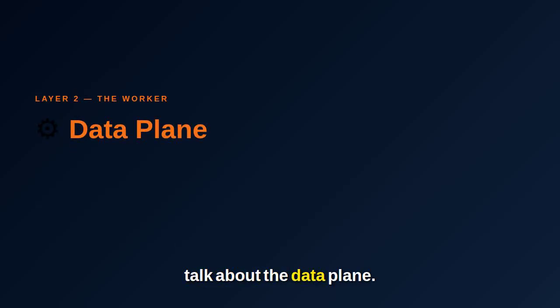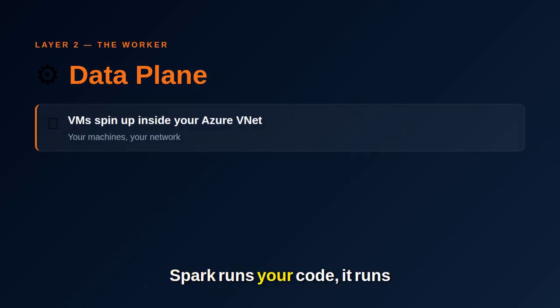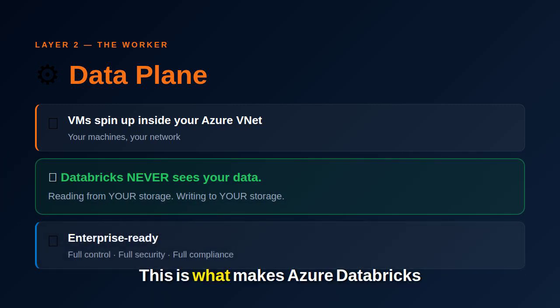Now let us talk about the data plane. If the control plane is the brain, then the data plane is the worker. This is where the actual processing happens. And unlike the control plane, the data plane lives inside your Azure subscription, inside your environment. When your cluster starts, the virtual machines spin up inside your own Azure Virtual Network. When Spark runs your code, it runs on your machines, reading from your storage, writing to your storage. Databricks never sees your data. This is what makes Azure Databricks enterprise ready. Your data never leaves your boundary. You get full control, full security, and full compliance.